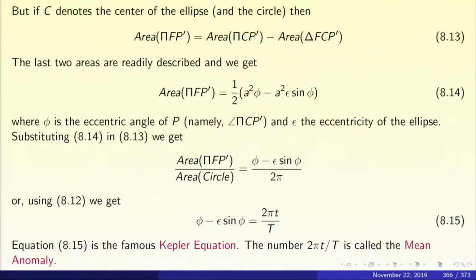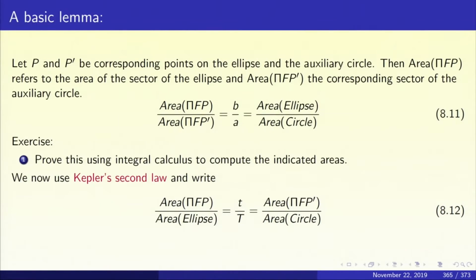Now we shall look at the right hand side of 8.12. The right hand side concerns a circle x squared plus y squared equal to a squared, and we understand the geometry of the circle very well. So let us calculate those areas. Let us call C the center of the ellipse and the center of the circle. The ellipse and the circle have the same center C, the origin. What happens to area Pi F P prime? Area Pi F P prime is area Pi C P prime minus area triangle F C P prime, you must consult this picture. Over here we have it all.